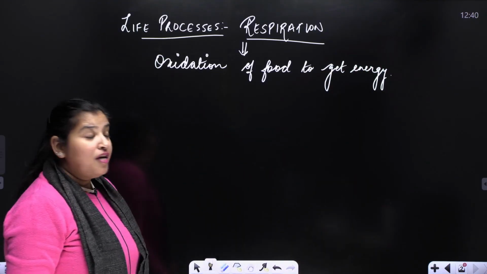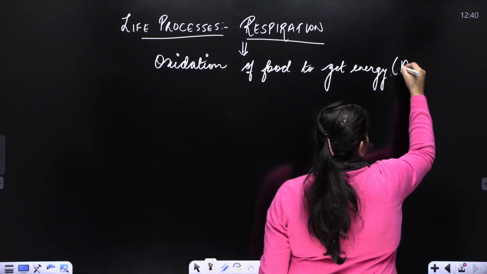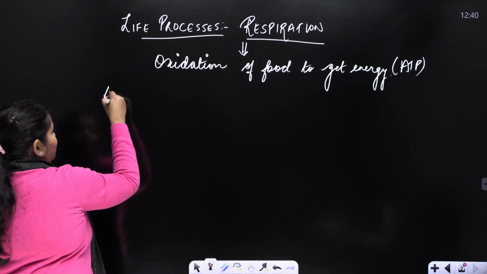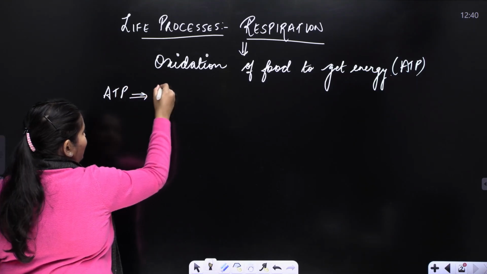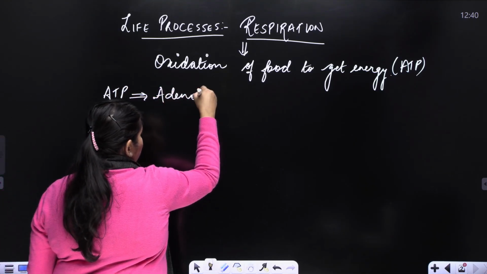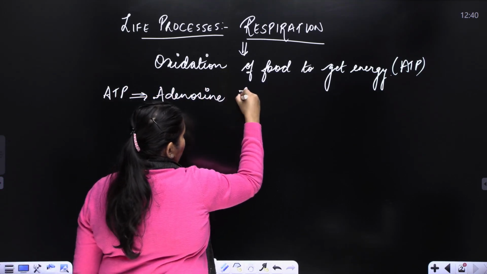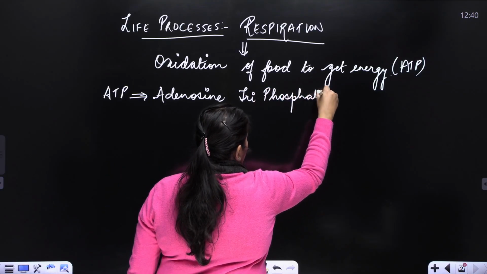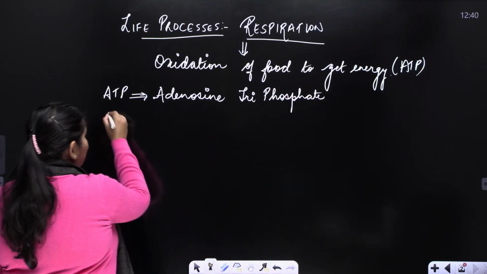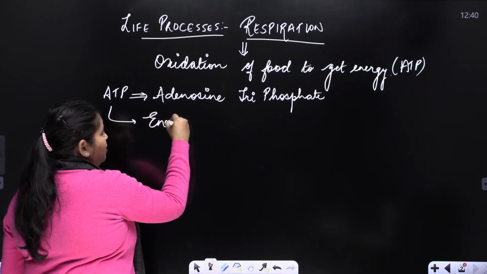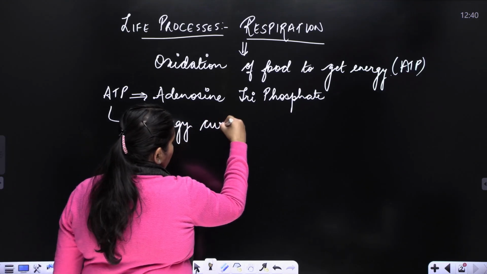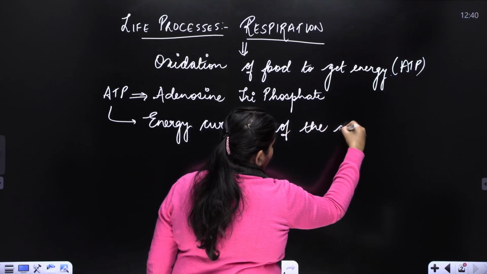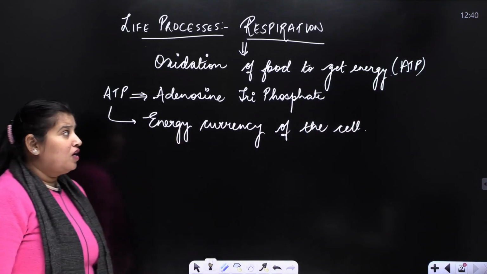Now this energy is in the form of ATP. All right. Now what is ATP? ATP, the full form is adenosine triphosphate. And this ATP is said to be the energy currency of the cell. This is the energy currency of the cell.